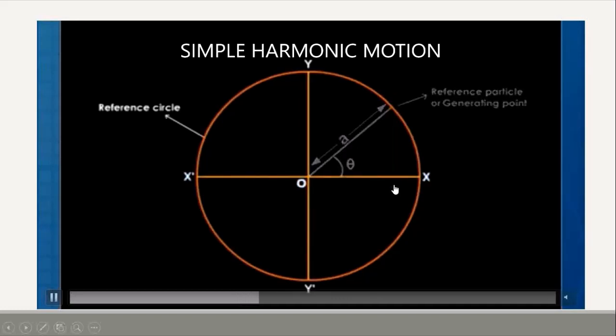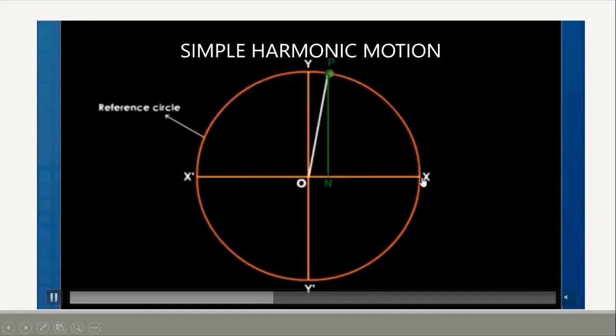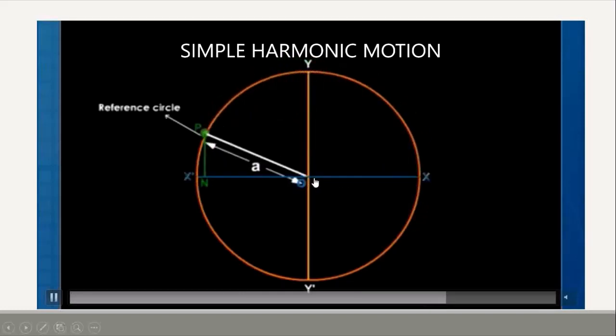Now you can observe here the shadow is falling on x dash, and when this particle moves from X to Y, its shadow or projection moves from X to O. When it moves from Y to X dash, its projection moves from O to X dash. I call this O the mean position. When it moves from X dash to X, its projection moves from X dash to X, crossing its mean position. You can observe that when this particle is moving continuously in a circular path, its projection is moving from X to X dash, crossing its mean position O. So it is now behaving like a simple harmonic motion.